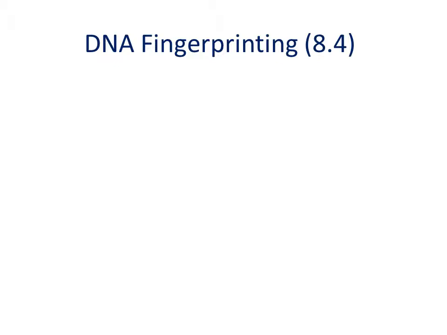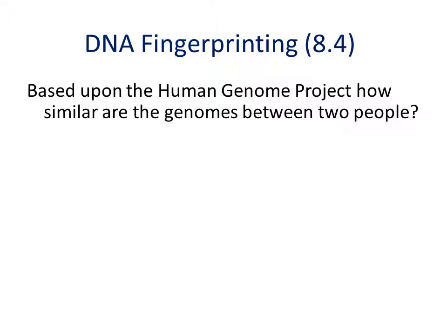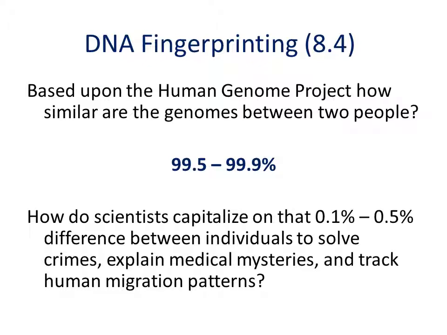So the key idea here is that people are very similar. Based upon the Human Genome Project, we know that people are somewhere between 99.5 and 99.9% identical. So with forensics, what we're doing is capitalizing on that 0.1% to 0.5% difference between individuals. We use these for things like paternity tests, solving crimes, and various medical mysteries.